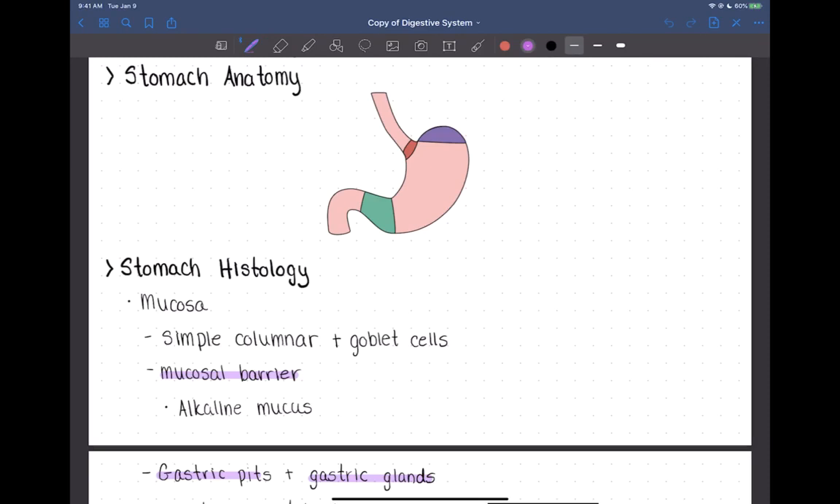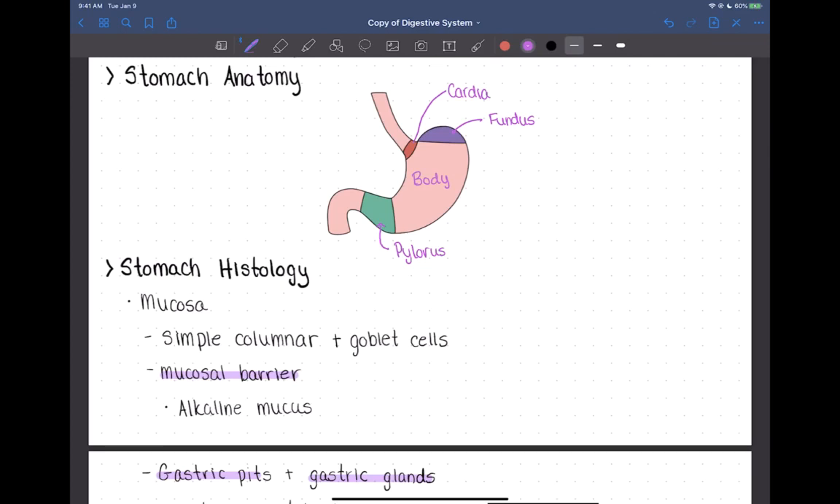It's divided into four major regions. At the top where the esophagus meets, this red area, that would be the cardia. It's kind of around the neck of the stomach. Then this part that bulges over is called the fundus. The main part of the stomach here is called the body. And where it meets with the small intestine is called the pylorus.